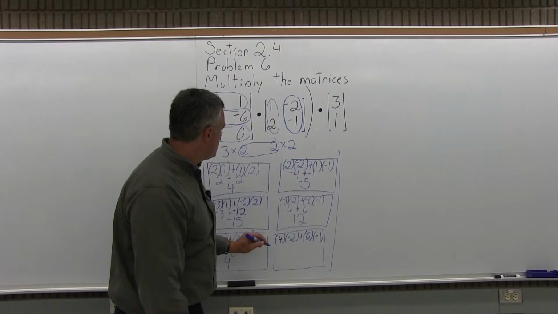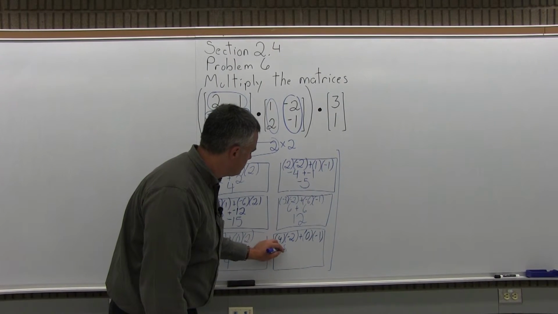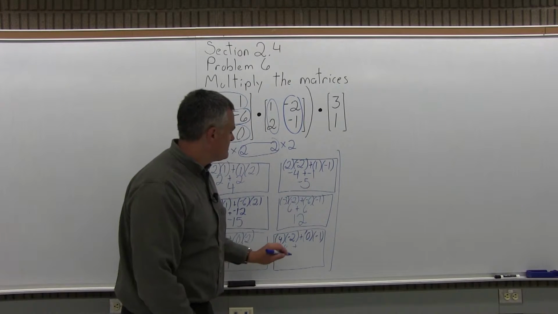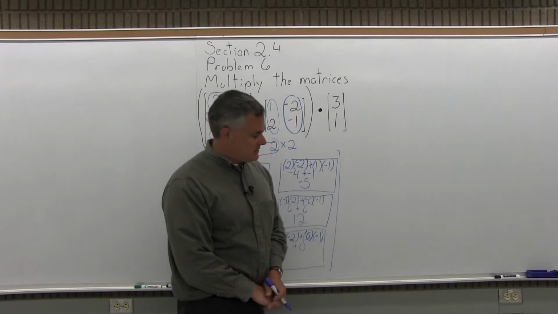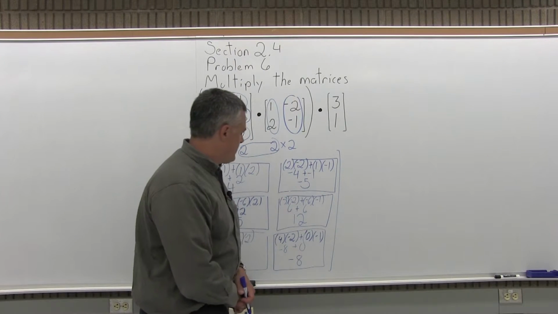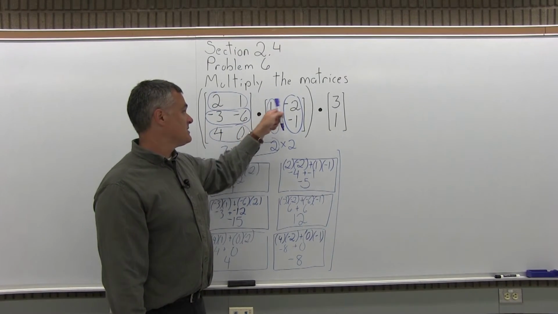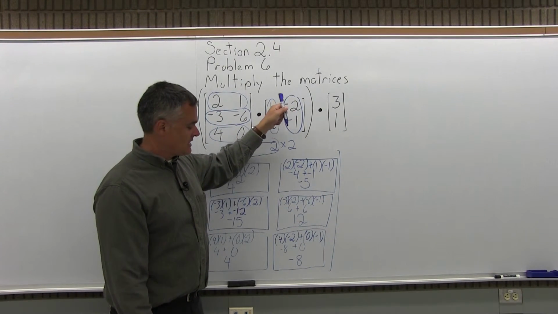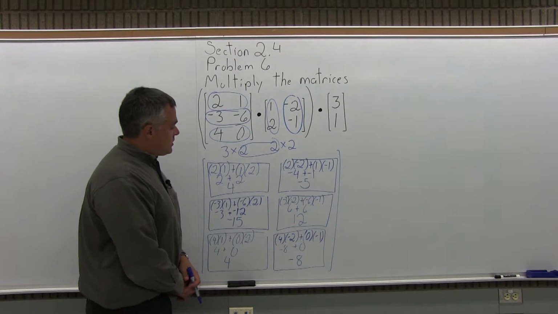So the first times first, 4 times -2 will be -8. Plus the second times second, 0 times -1 will be 0. And when we add -8 plus 0, we get -8. And again, the answer went in that spot because I multiplied the bottom row of the first matrix times the second column of the second matrix, and the answer I got went in the bottom row and first column of my solution. So now that's the answer.